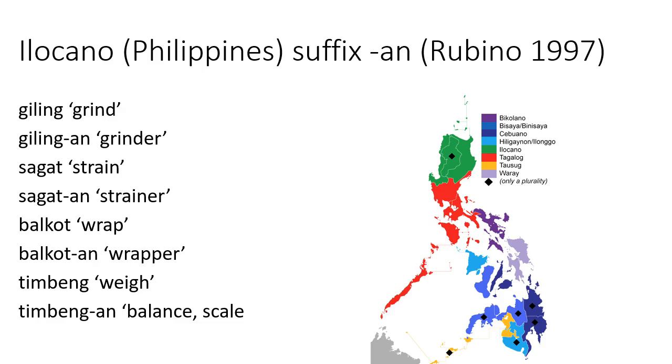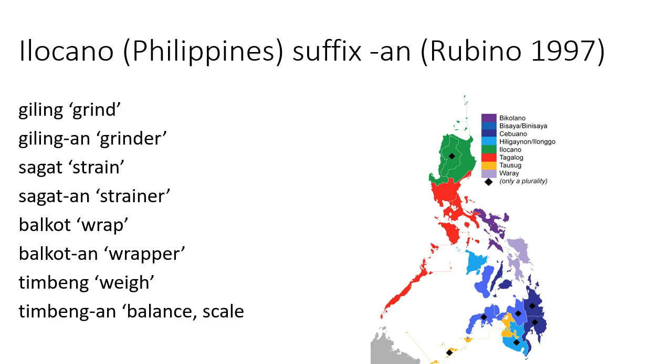So if we look down the list, we've got a lot of verbs: to grind, to strain, to wrap, to weigh, giling, sagat, balkot, timbeng. And what we notice is what we talked about, the agentive suffix, the thing that does that task, the wrapper, the grinder, the strainer, the weigher, and we would translate that in English as the scales, actually. We don't translate it as the weigher, but it's clear that it does that job, it weighs. The suffix is -an. So if we know that grind is giling, then giling-an must be grinder, like a pepper grinder.